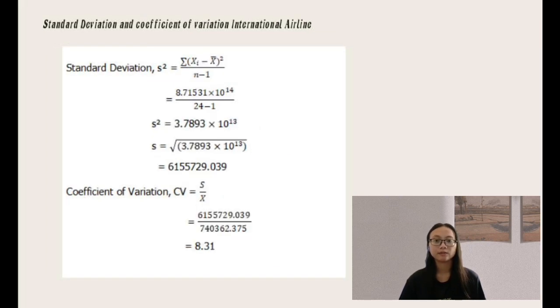Next, the sum of all data points for international airlines is 8.71531 times 10 to the power of 14. The standard deviation is 6,155,729.039. Last but not least, the coefficient of variation for international airlines is 8.31.